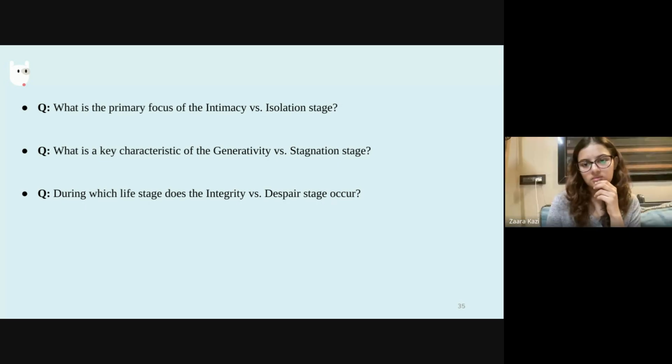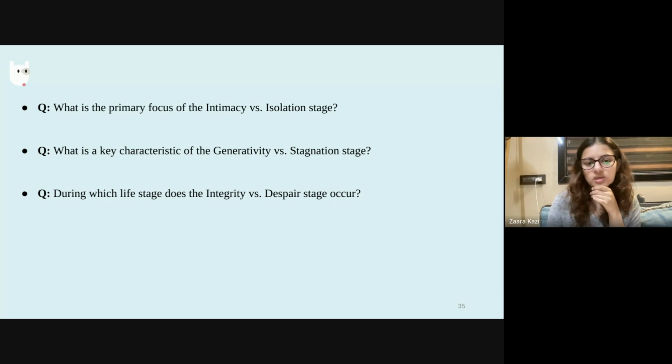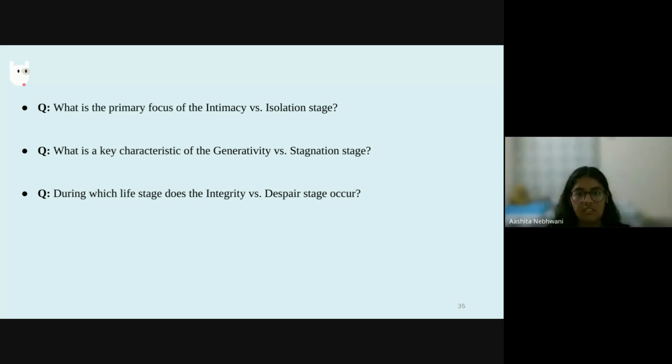So majorly, we'll go with forming intimate relationships with other people, right? And the next question is, what are the key characteristics of the generativity versus stagnation stage? Making a lasting legacy and making contributions to future generations. And helping guide the next generation. Yes. During which life stage does the integrity versus despair stage occur? 65 and beyond. Yes.